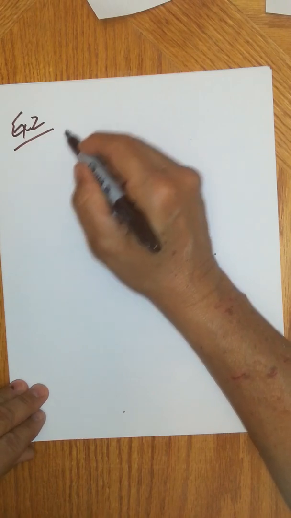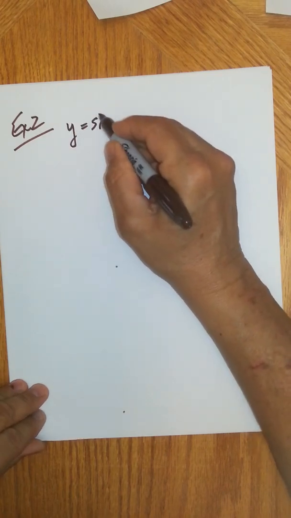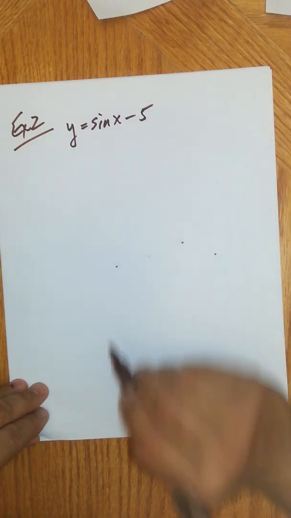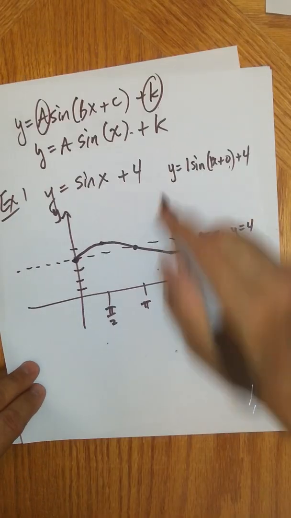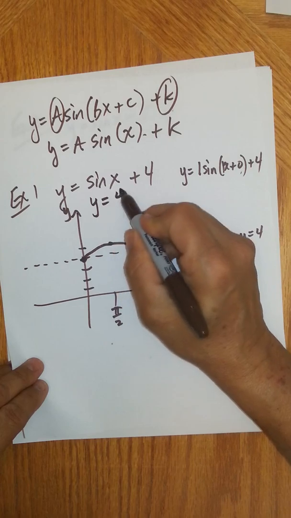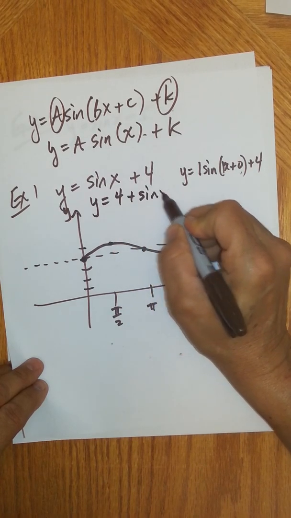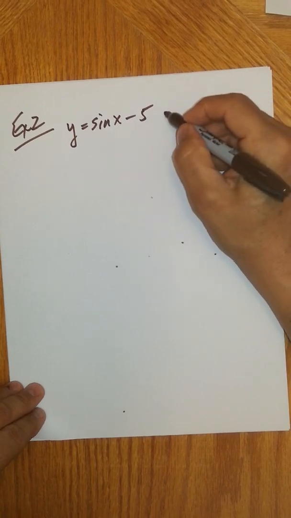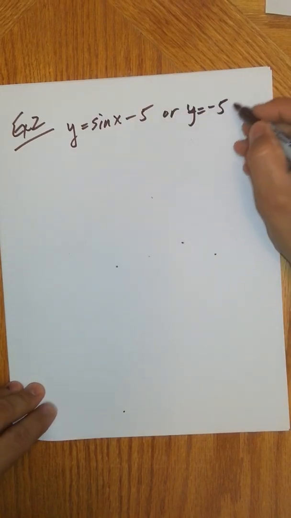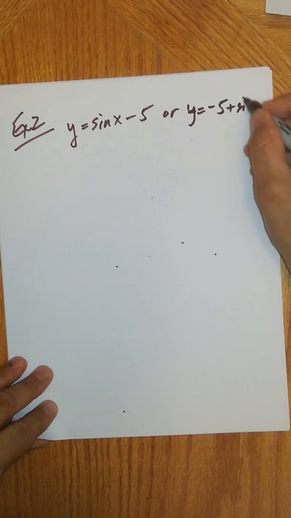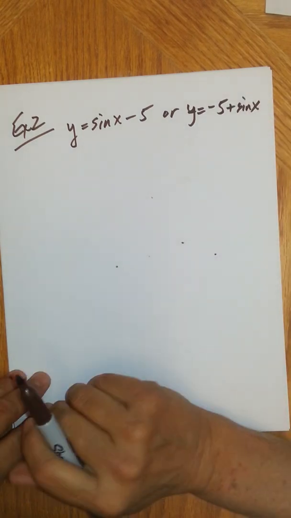Suppose we look at going the other way. So here, and by the way, let me just mention, this could have been written y equals 4 plus sine x. It would be the exact same thing. Okay? So again, here, this could have been written negative y equals negative 5 plus sine x. So just realize there's different ways of writing it.